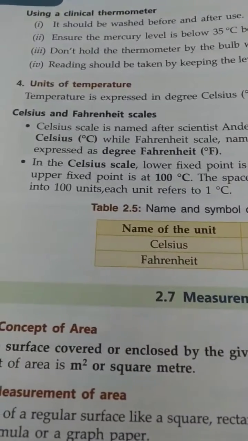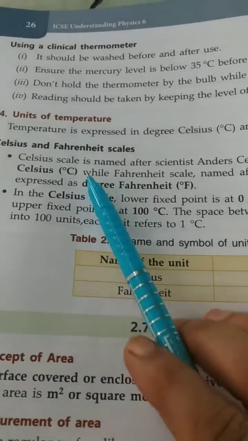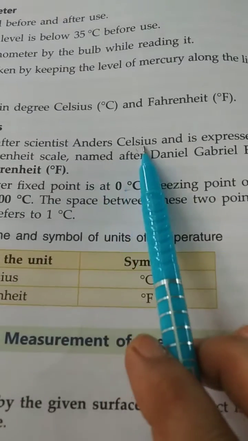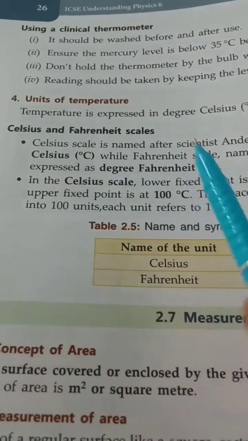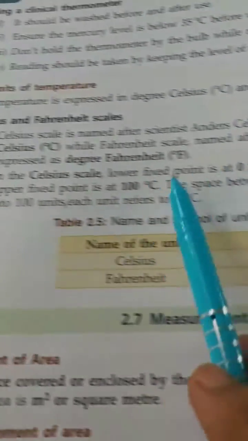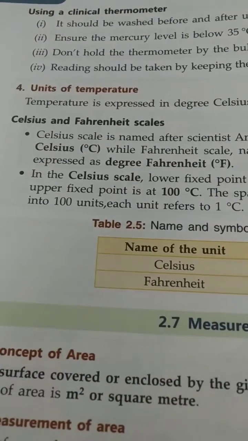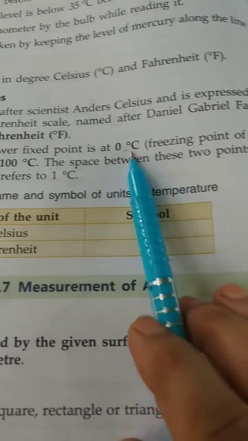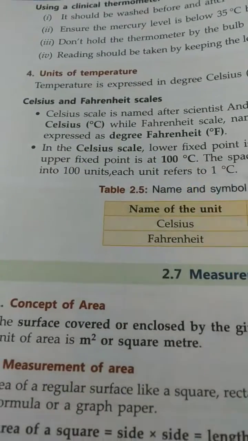Now, units of temperature: degrees Celsius and Fahrenheit. The Celsius scale is named after the scientist Anders Celsius, so it is expressed as degrees Celsius. The Fahrenheit scale is named after Daniel Gabriel Fahrenheit, so it is expressed as degrees Fahrenheit. On the Celsius scale, the lower fixed point is 0 degrees Celsius and the upper fixed point is 100 degrees Celsius.